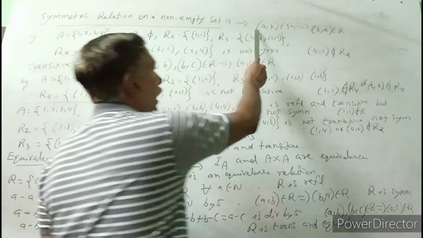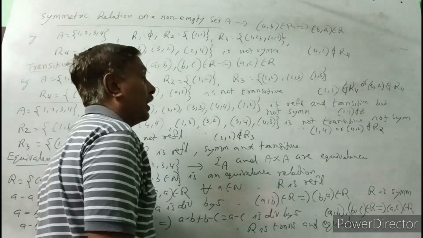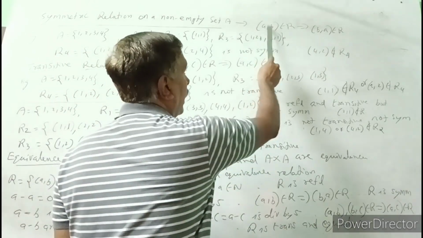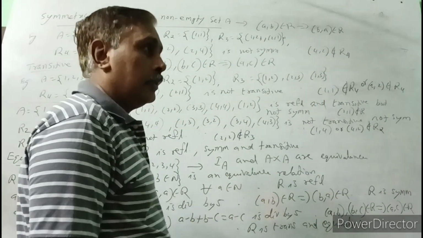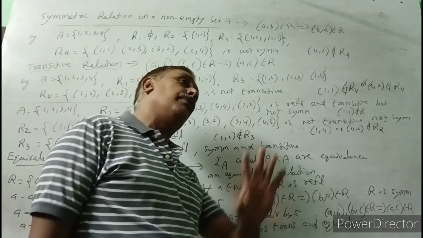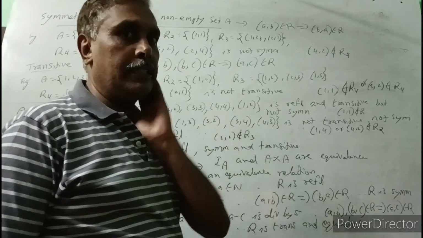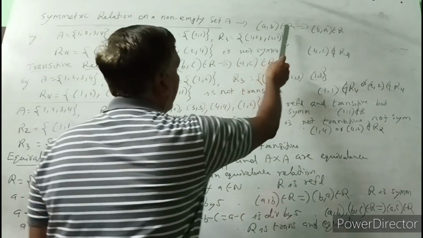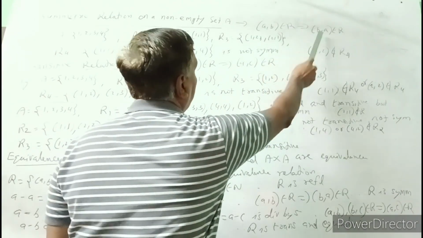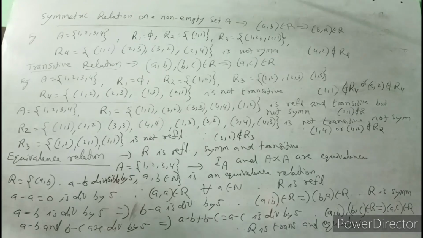Condition means it depends upon the element you are writing in R. Suppose you are writing (a, b) in R, meaning a is related to b, then you must write (b, a) belongs to R. Whatever the order you are writing, its reverse order also must be present, then only it is symmetric. It means if (a, b) is in R, a related to b, then b also must be related to a.